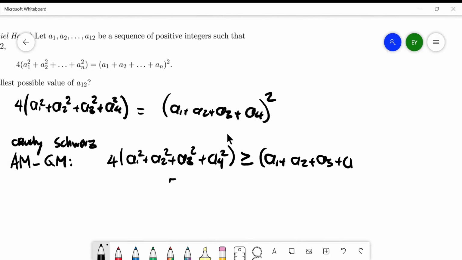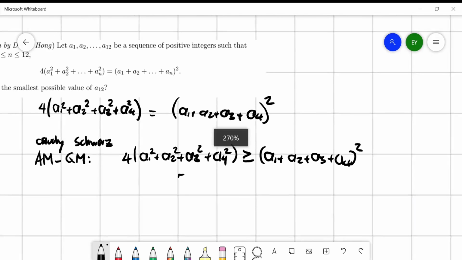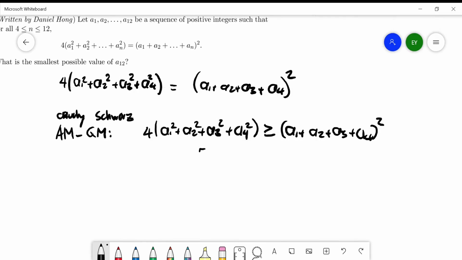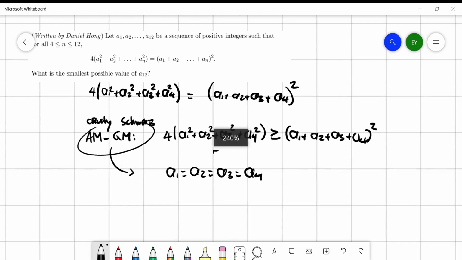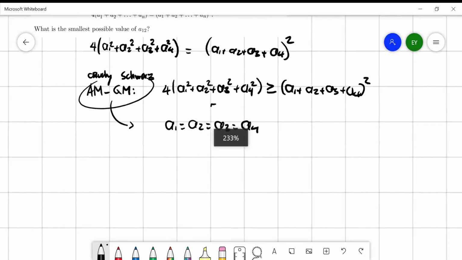So this is kind of interesting because we have this equality case of an inequality, and if you're familiar with the equality case of QM-AM, this actually tells you that a1 is equal to a2 is equal to a3 is equal to a4. Okay, so this is actually pretty helpful. So now we're going to look at our identity again.